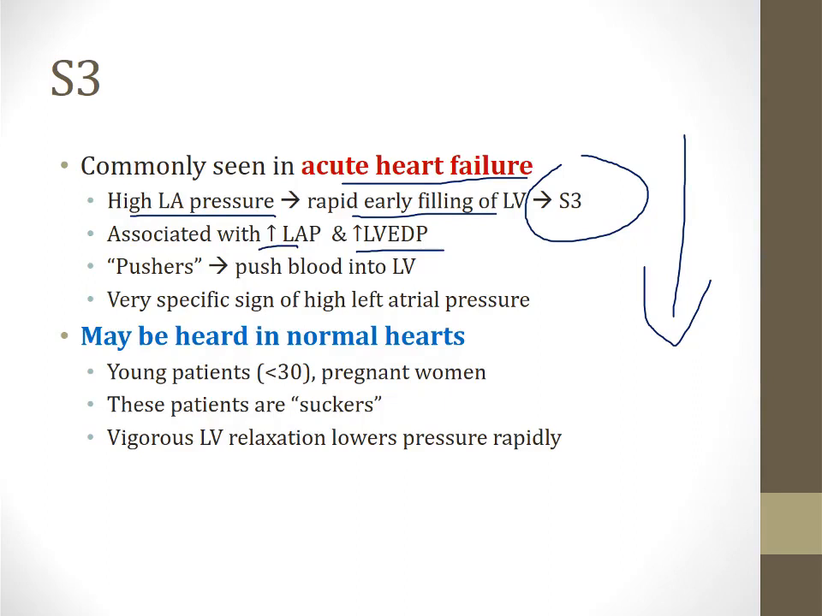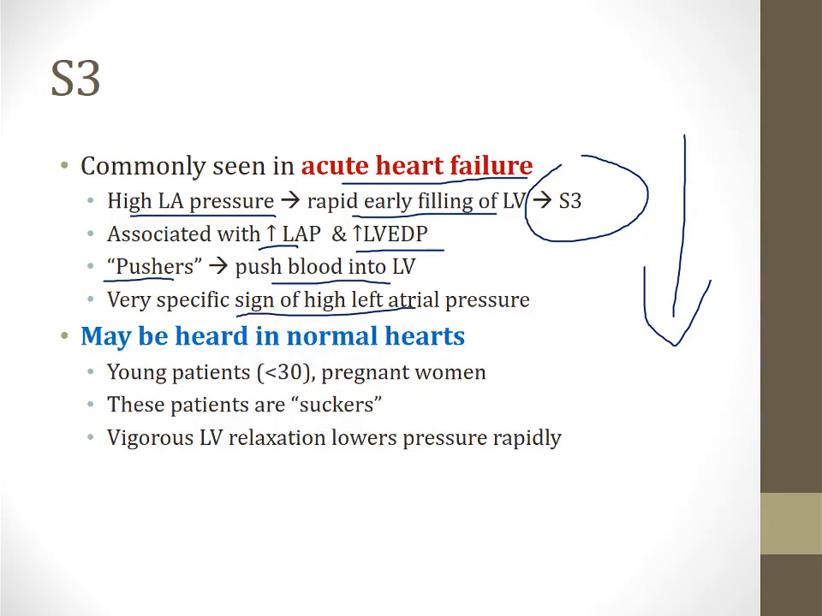Some people say that patients with heart failure are pushers, meaning that they push blood into the left ventricle, and for this reason they get an S3. And an S3 is a very specific sign of high left atrial pressure. When I'm evaluating my heart failure patients, I listen for an S3. If I don't hear one, that's a good thing. I know that they are well compensated. If I do hear one, I worry that they're going into heart failure.